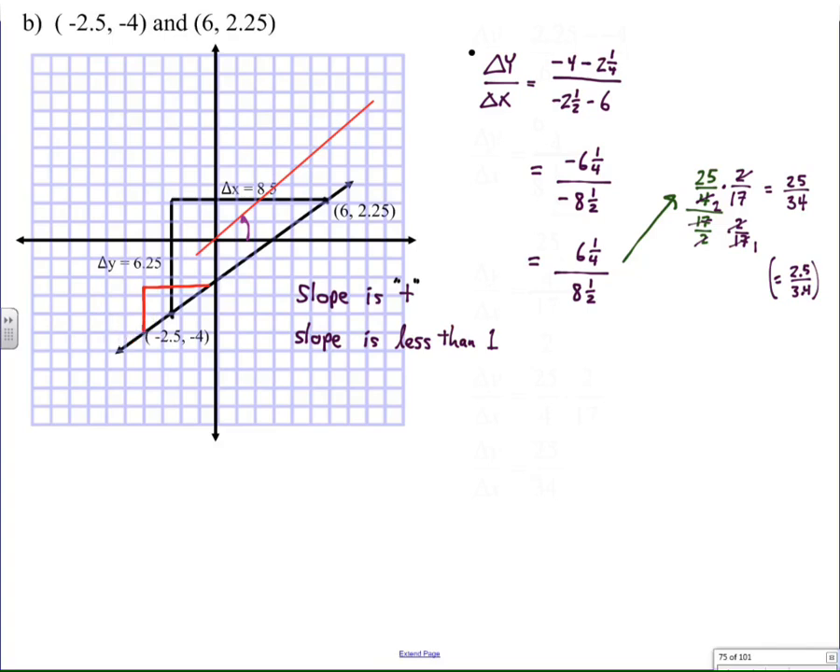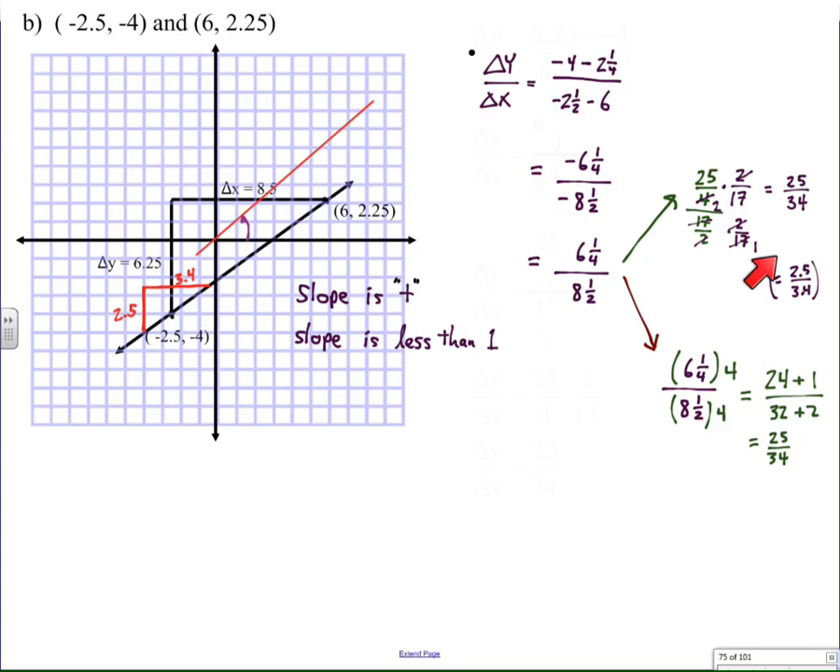Before I do, though, I want to show you an easier way to reduce 6 1/4 over 8 1/2. It's like the fraction busting techniques that we've looked at before. I'm going to use the distributive property and multiply top and bottom by 4 because 4 is the largest denominator in common here. So when I do that, 6 times 4 is 24, a quarter of 4 is 1, on the bottom 8 times 4 is 32, and a half of 4 is 2, so I get 25 over 34.